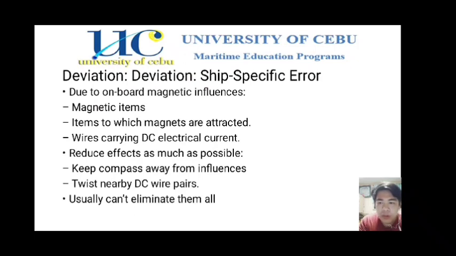Deviation, ship-specific error, is due to onboard magnetic influence: magnetic items to which magnets are attracted, and wires carrying DC electrical current. To reduce effects as much as possible, keep the compass away from influences and twist nearby DC wire pairs. Usually you can't eliminate them all.